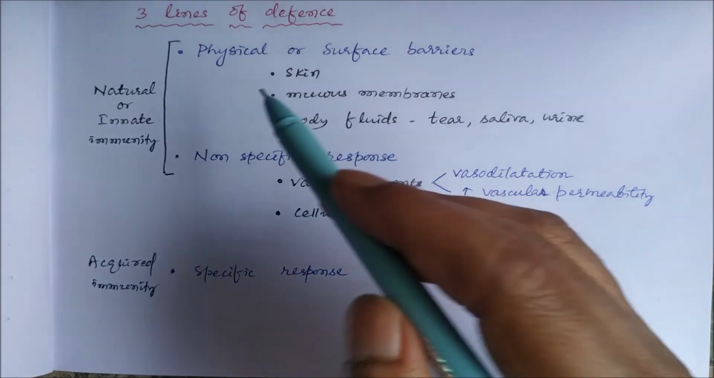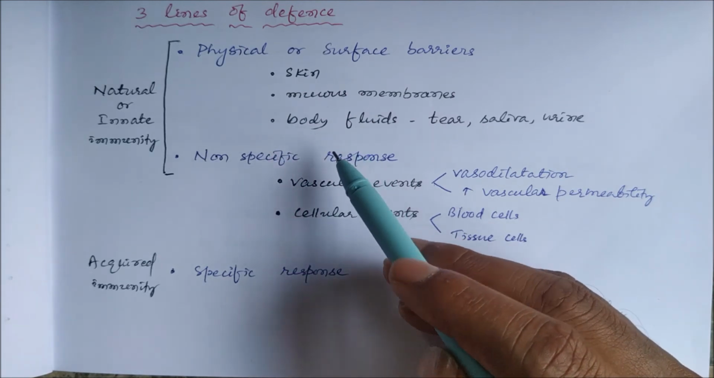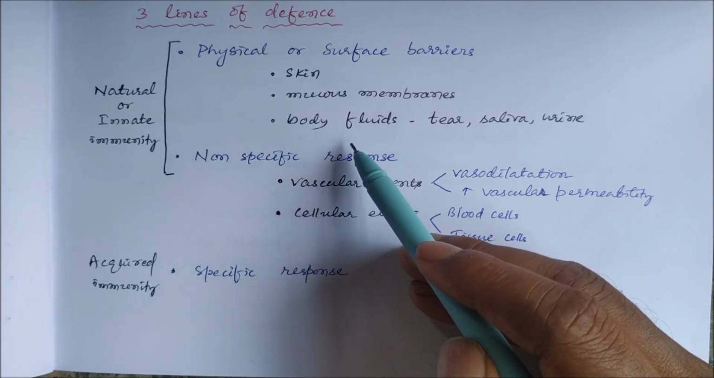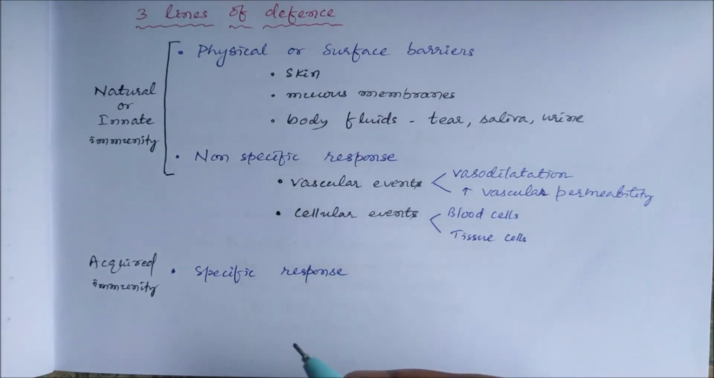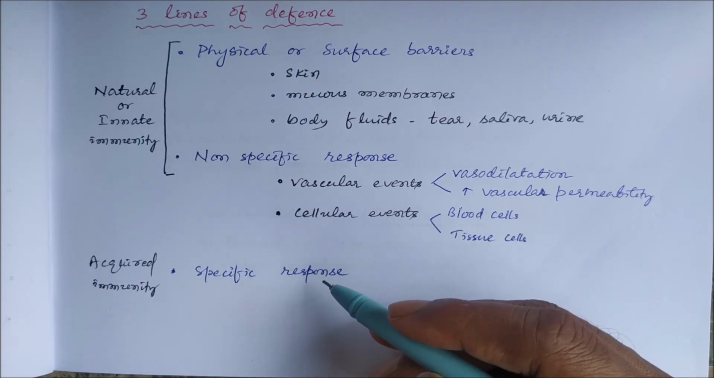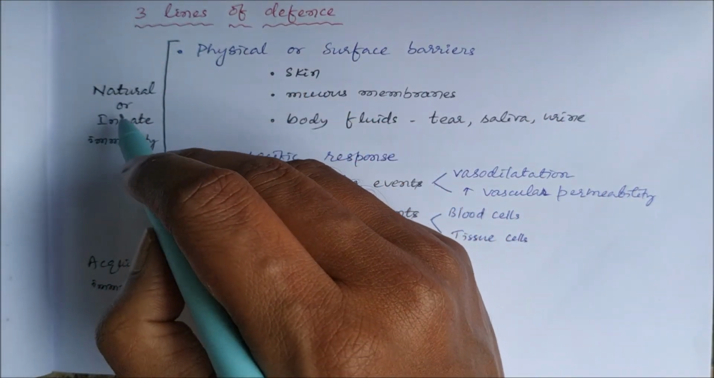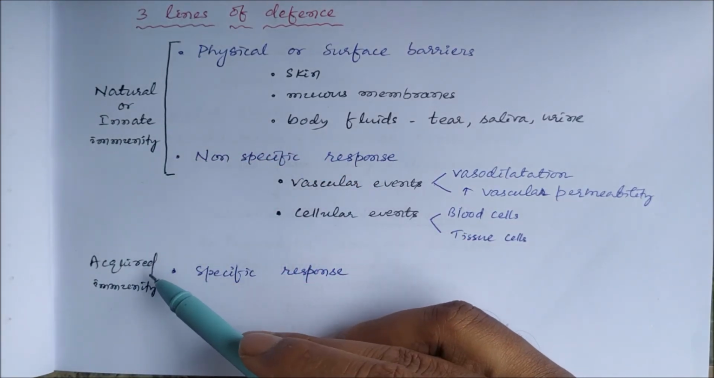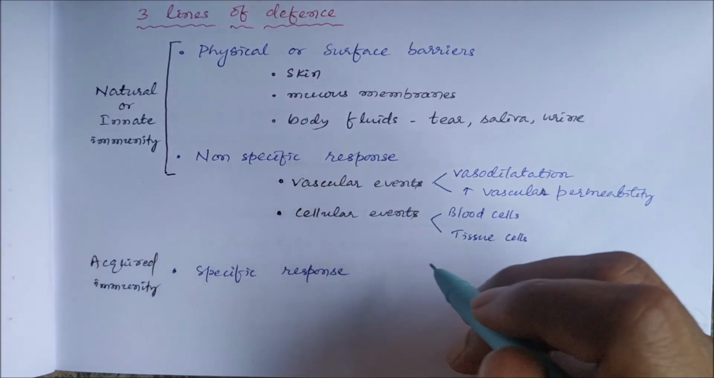If the physical barrier is not sufficient, we have the non-specific response. That means against any foreign substance, this response should be there. And when the non-specific response is insufficient, we develop a specific response against a specific antigen. These two, the physical or surface barrier and the non-specific response, together provide us the natural or innate immunity, and the specific response provides us the acquired immunity. In future classes we will discuss the non-specific response and specific response in detail.